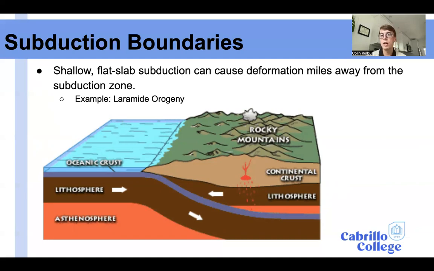The Laramide orogeny is the formation of the Rocky Mountains. And so that's caused from the subduction of the Juan de Fuca plate. And that's very far away, the Rocky Mountains are in central United States, western United States. And that is caused from the subduction of a plate on the west coast of the United States.